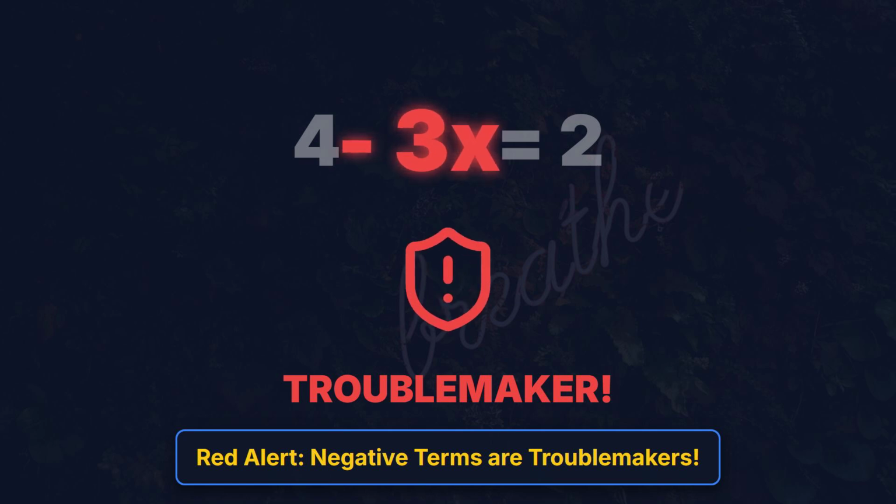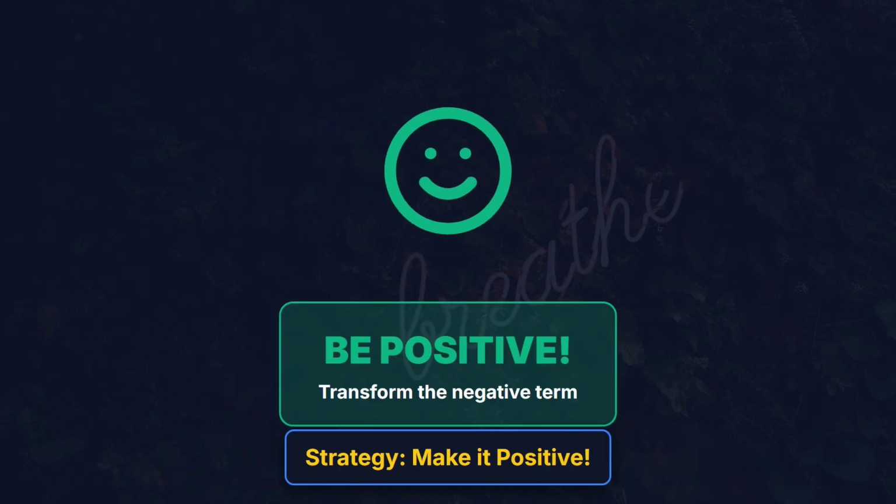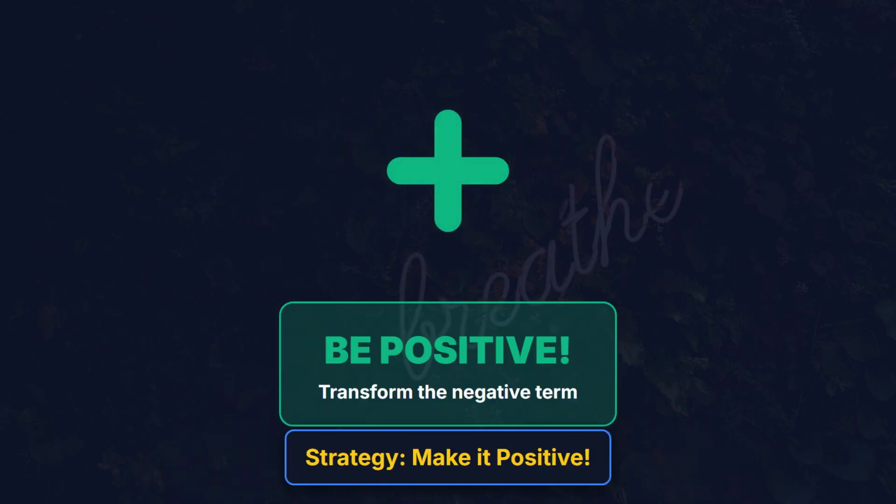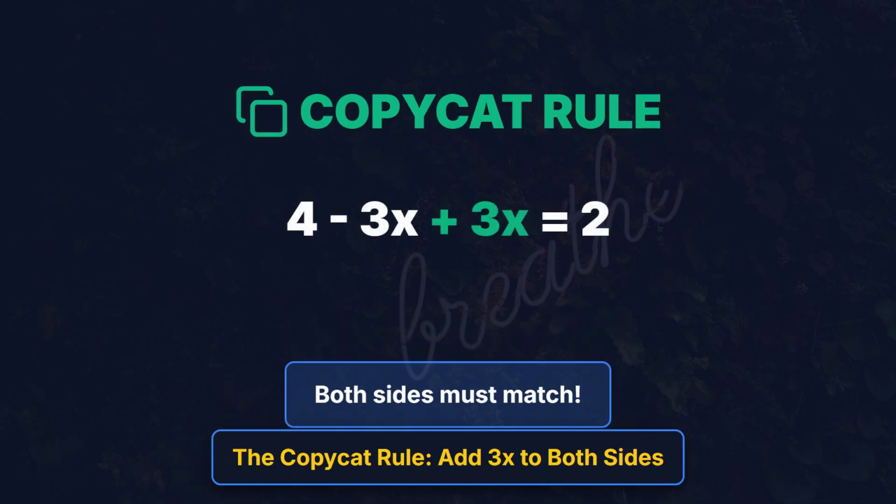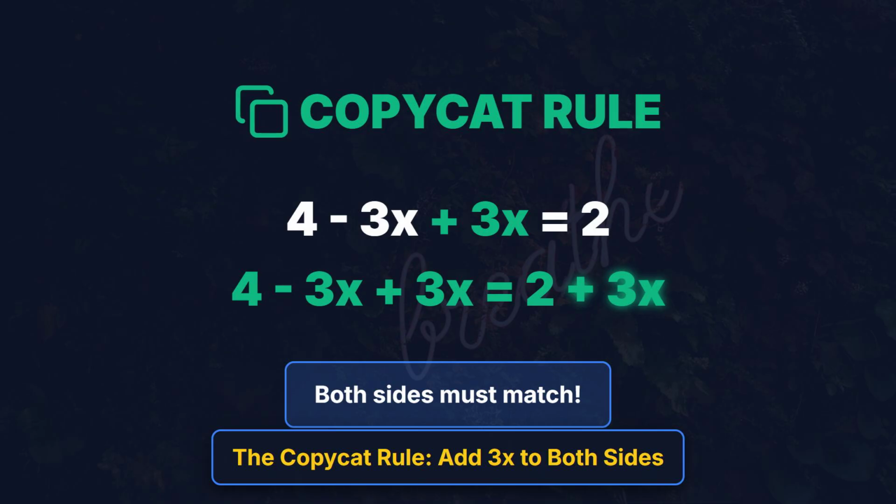Look closely at that 3x. See that minus sign sitting right in front of it? Negative terms are troublemakers. It's always much easier to work with happy, positive numbers. So, our first strategy is to transform that negative 3x into a positive one. To completely cancel out a minus 3x, we do the exact opposite, we add 3x. But remember our golden copycat rule.